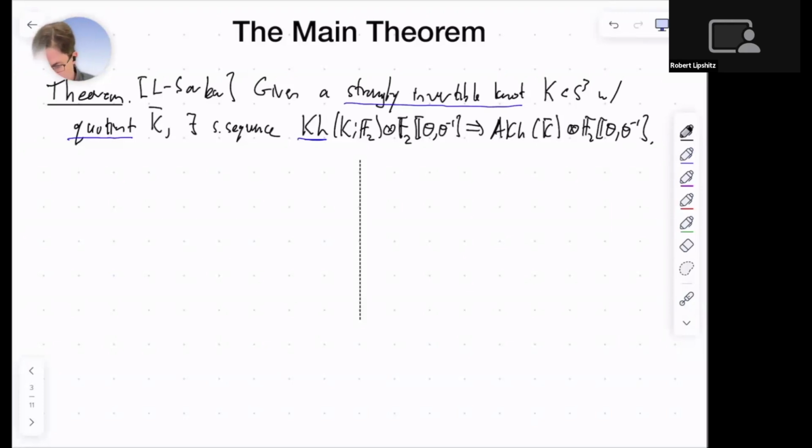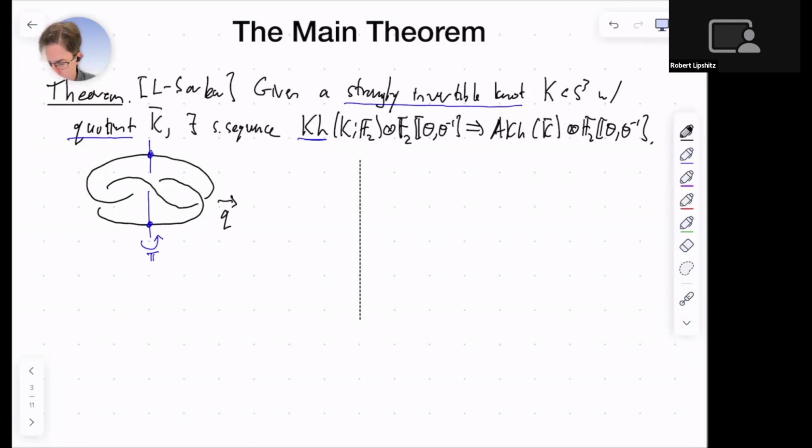So a strongly invertible knot, here's an example. Here's a knot, this is just the trefoil. And there's an axis, here's the axis, which intersects the knot in 2 points. So rotation by pi around this axis takes the knot to itself. Given that, there's a quotient knot, which I'll draw.